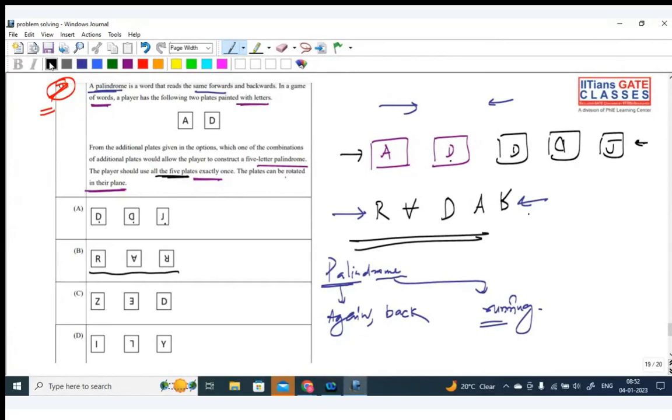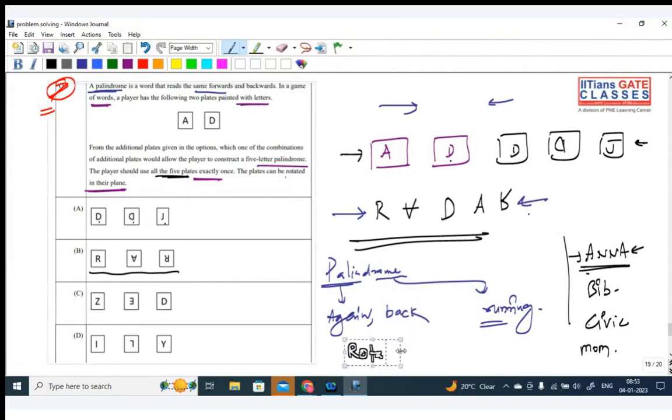There are different words; let me give you some more examples, like A. If you read from this side and from that side, both will give you the same. Like BIB, civic, mom, or rotator. I think rotator, an electrical engineering student can understand better.